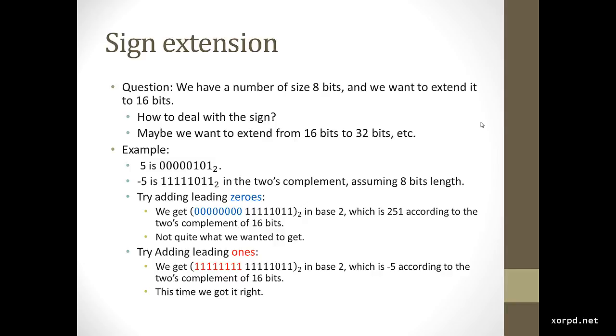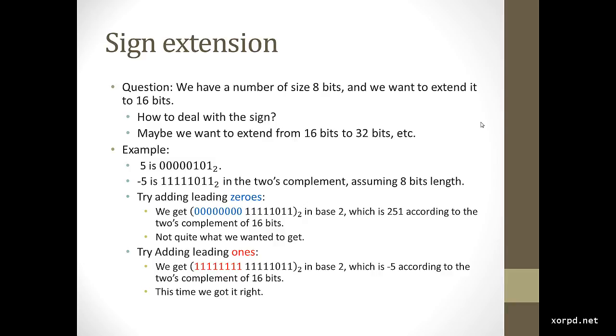Some words about sign extension. Let's look at this question. We have a number of size 8 bits and we want to extend it to 16 bits. How can we deal with the sign? Maybe you don't fully remember it, but in a number of size 8 bits represented in the two's complement, the sign bit is the highest bit. It is bit number 8, or if you begin counting from 0 from the right, then actually it is bit number 7. But it doesn't really matter, it's the last bit.